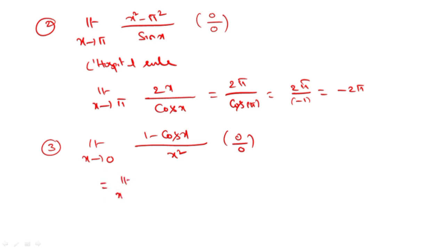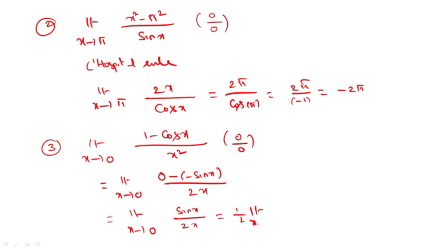Now this will be using L'Hopital rule. Derivative of 1 is 0, derivative of cos x is minus sin x, by the derivative of x square, which is 2x. So you can apply L'Hopital rule again or you can go by formula, whatever you like. This will be sin x by 2x, so this will be 1 by 2 times limit x tends to 0, sin x by x, which is 1, so this will be 1 by 2.